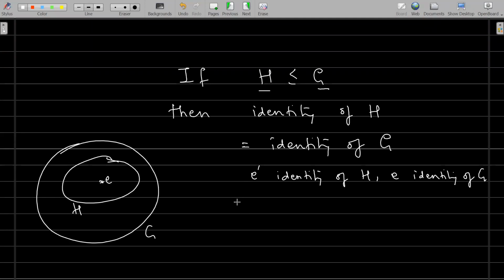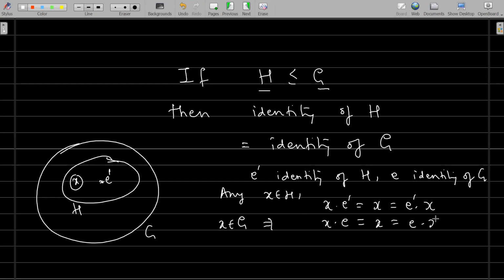So what can I say? If I choose any element of H, let me choose any X in H. Then for any X in H, what I have is X into E dash, I'm not using star, X into E dash is X. E dash into X is X. Is that okay? This is working on X. But note also, if X belongs to H, then that X also belongs to G. So X belongs to G also. And as an element of G, what I can see is X into E will be X, and that will be equal to E into X.